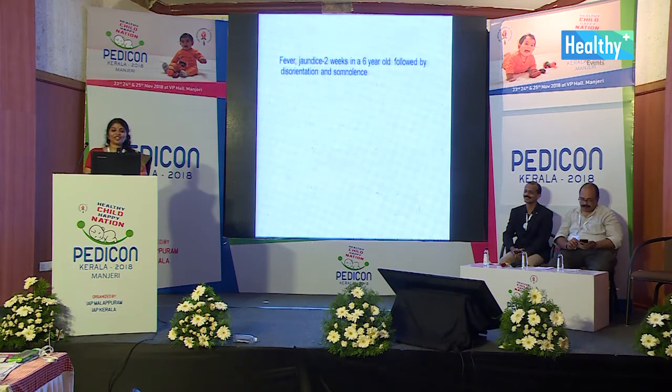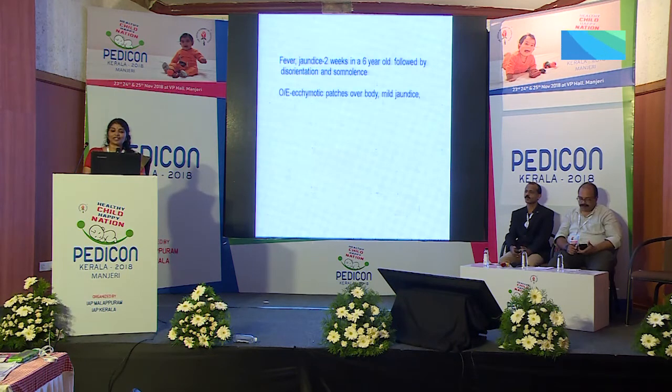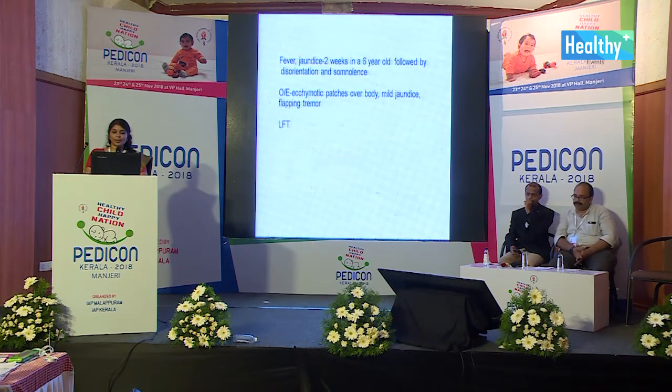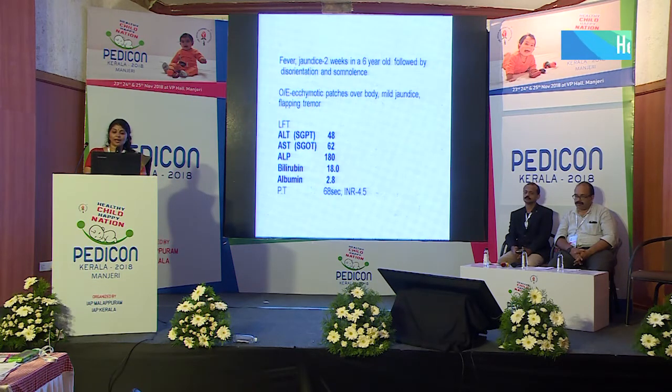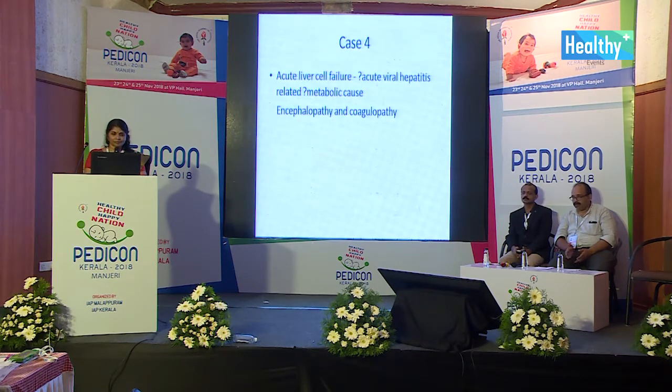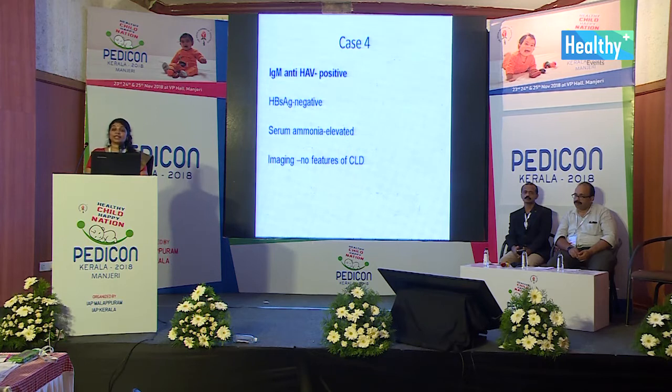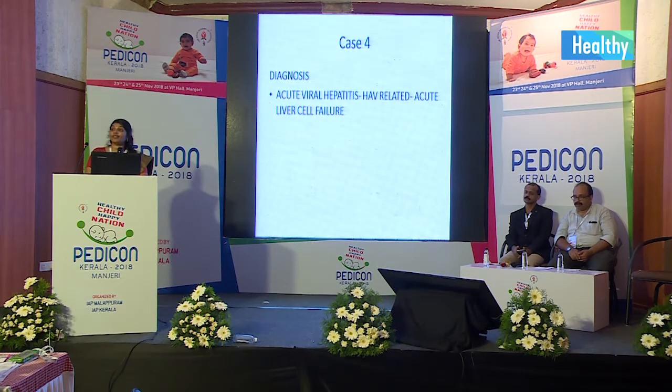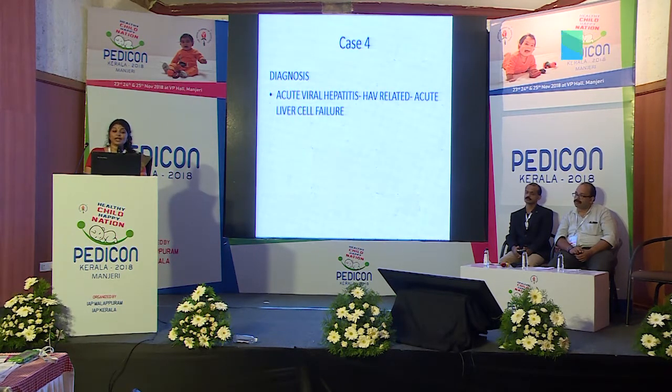Anyway, fever, jaundice in 2 weeks in a 6-year-old followed by disorientation and somnolence, ecchymotic patches over the body, enzymes mildly elevated, bilirubin is very high and prothrombin time is very high. So this is acute liver cell failure, probably acute viral hepatitis or a metabolic cause related. Hepatitis A is positive and serum ammonia is elevated. Imaging is not showing any features of CLD. So acute viral hepatitis, HAV related, acute liver cell failure.